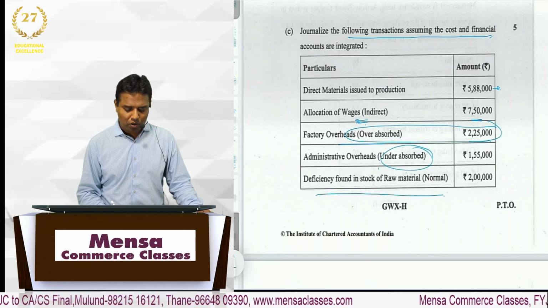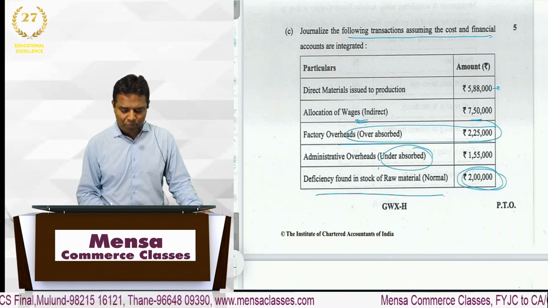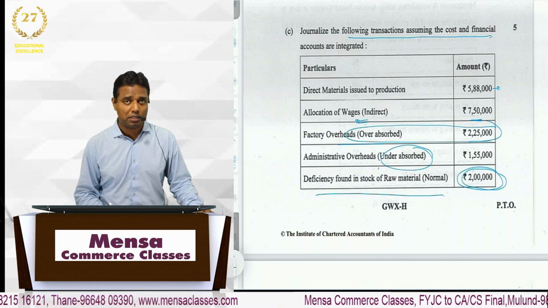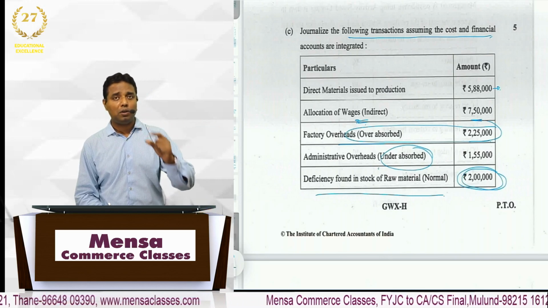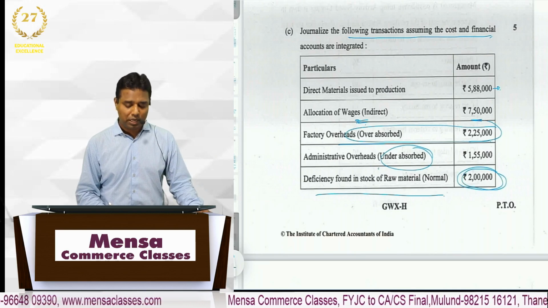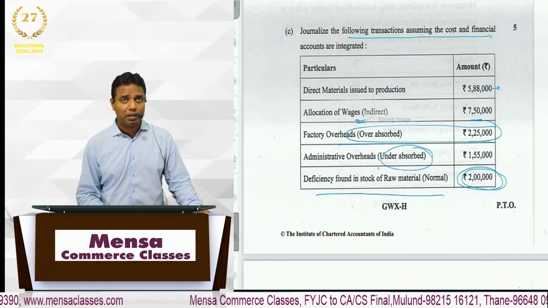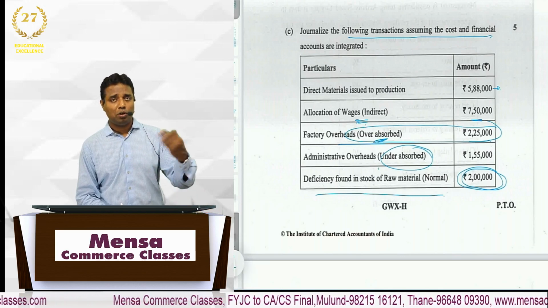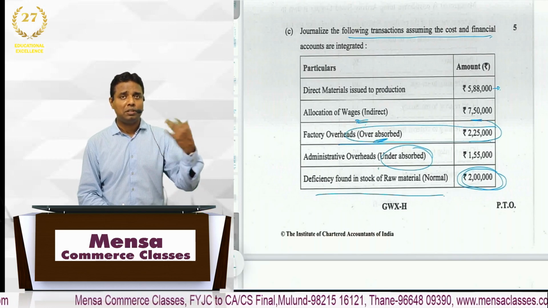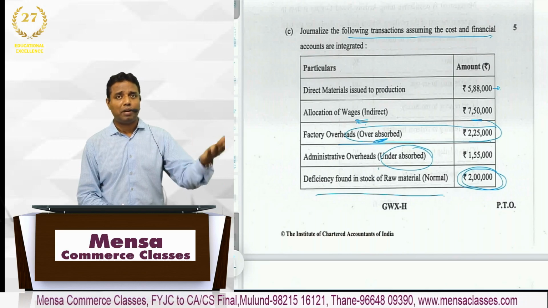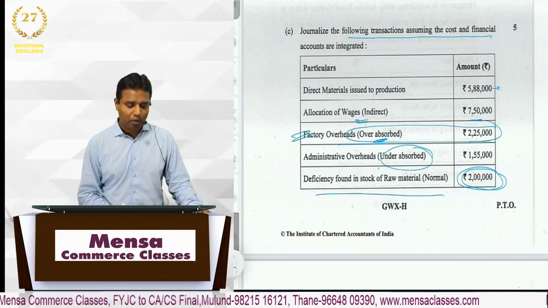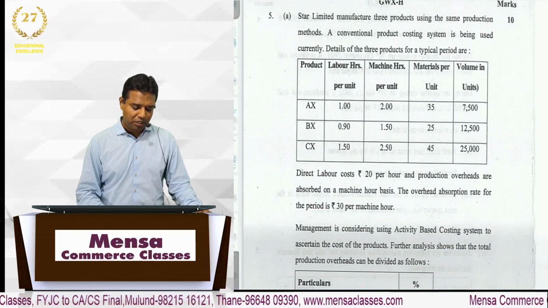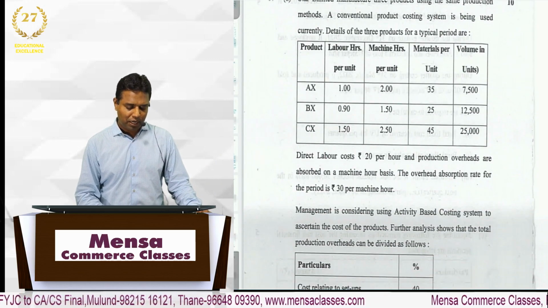Deficiency found in raw material, which is considered to be normal. So normal, so you transfer it to the factory overheads account. So factory overhead control account debit to store ledger control account. I hope you are clear. So here it is not allocation, it is only the over absorbed. So that's a profit to the organization. So costing P&L will be credited, factory overheads will be debited. Okay, done.